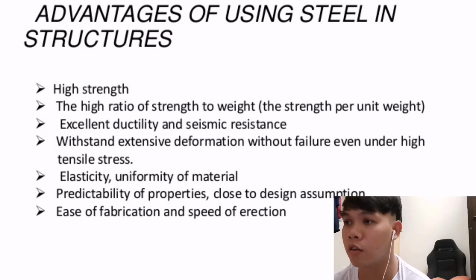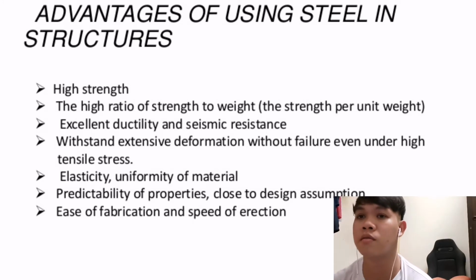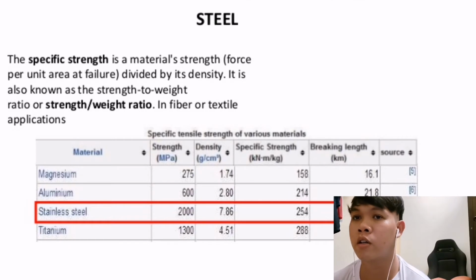So what are the advantages of using steel in structures? Number one is high strength. Number two is the high ratio of strength to weight. Number three is excellent ductility and seismic resistance. Number four is withstanding extensive deformation without failure even under high tensile stress. Number five is elasticity, uniformity of material. Number six is predictability of properties close to design assumption. And the last one is ease of fabrication and speed of erection. So we go to the next.